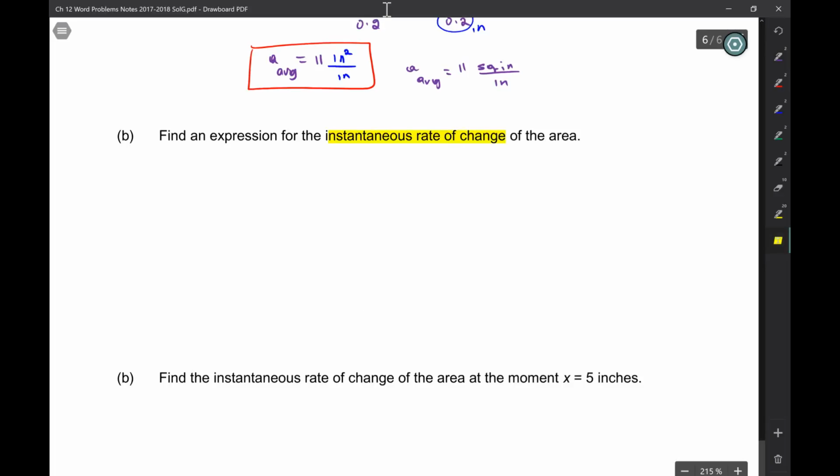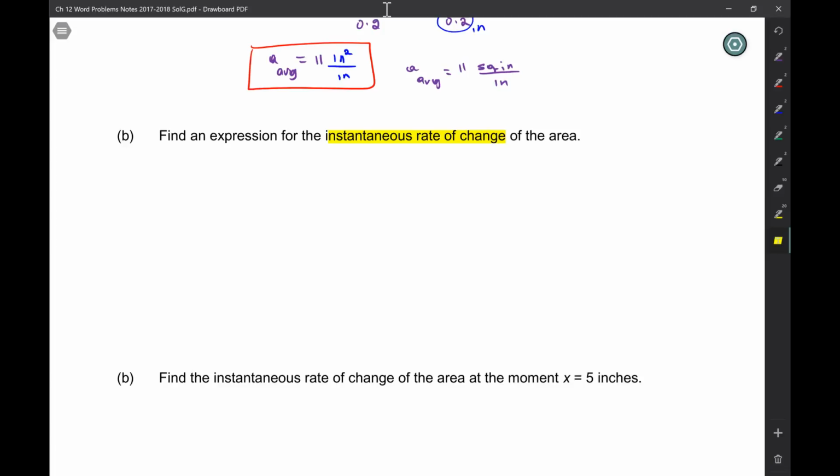Instantaneous rate of change, right? What does that mean? Slope at a point. Fantastic. All right. I'm not even going to race you to it. You're just going to do it on your own. We're going to compare answers. So go.